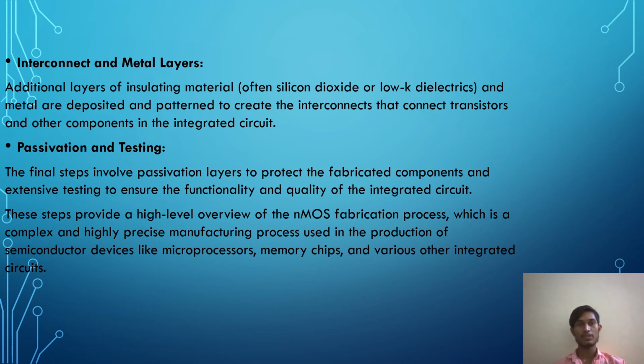Interconnection. Next step is interconnect and metal layers. Additional layers of insulating material and metal are deposited and patterned to create the interconnections that connect transistors and their components in the integrated circuit. Next is passivation and testing. The final step involved is a passivation layer to protect the fabricated components, and extensive testing to ensure the functionality and quality of the integrated circuit.